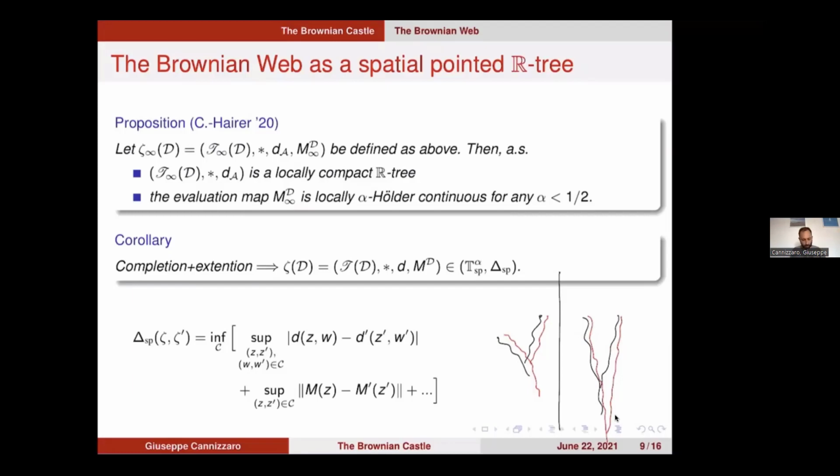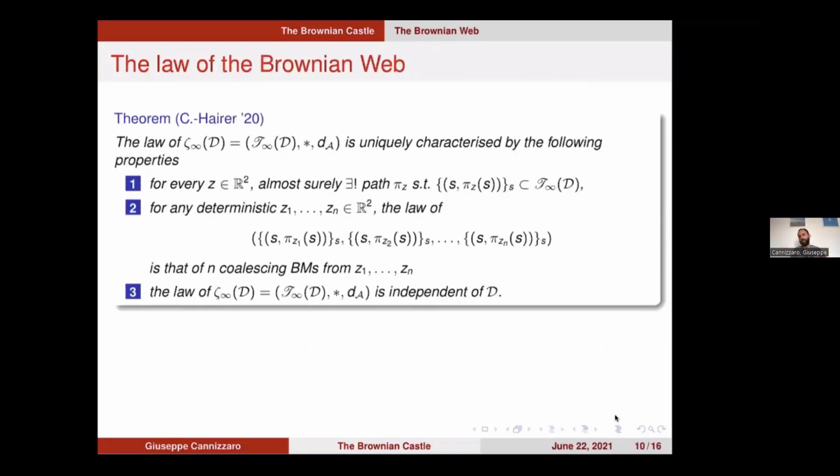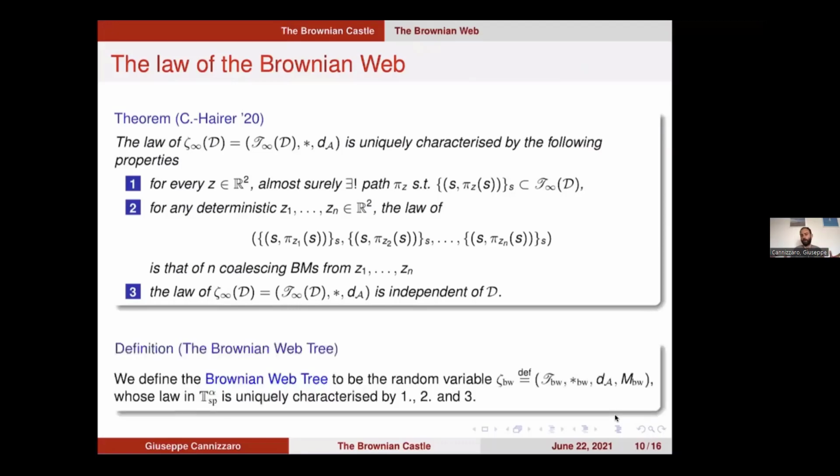Okay, so the object we built is well defined. In particular, it has the properties we expect it to have. Meaning there is a Brownian path we can follow starting from every point, and the object we build is independent of the choice of the countable dense set we started from. We call this object the Brownian web tree, which shares many properties with the original Brownian web. Good. So this is the first part.